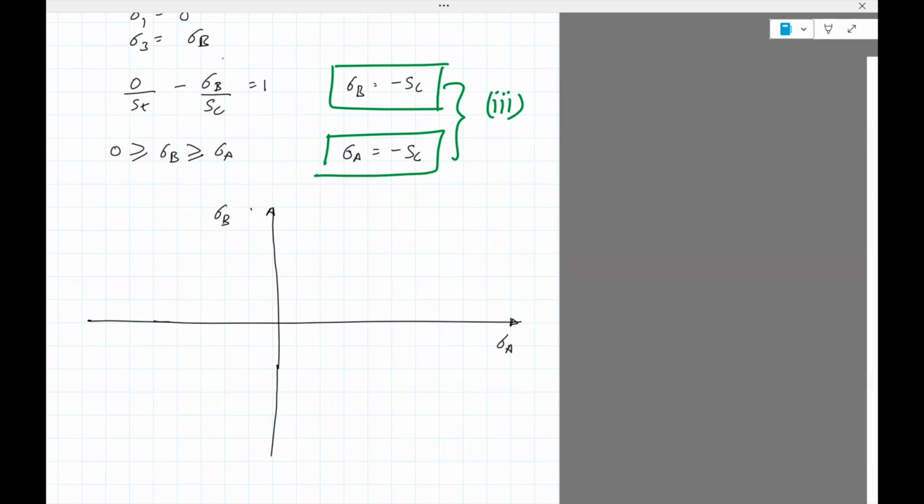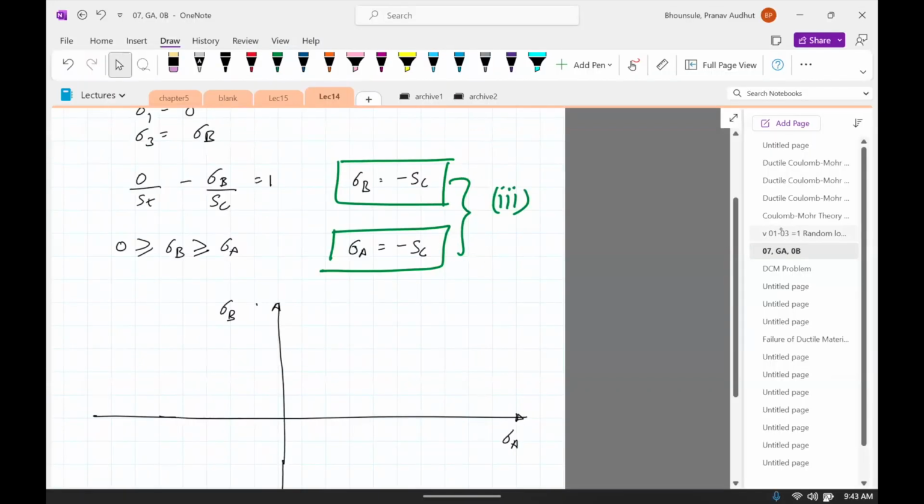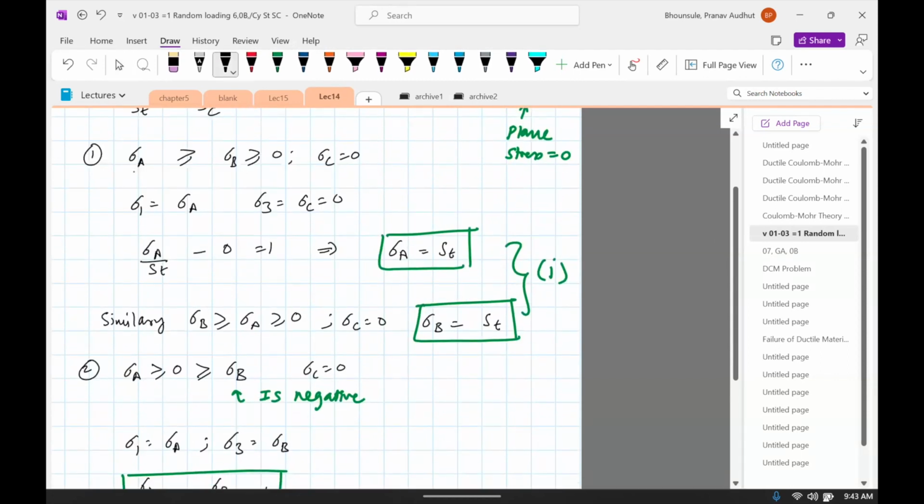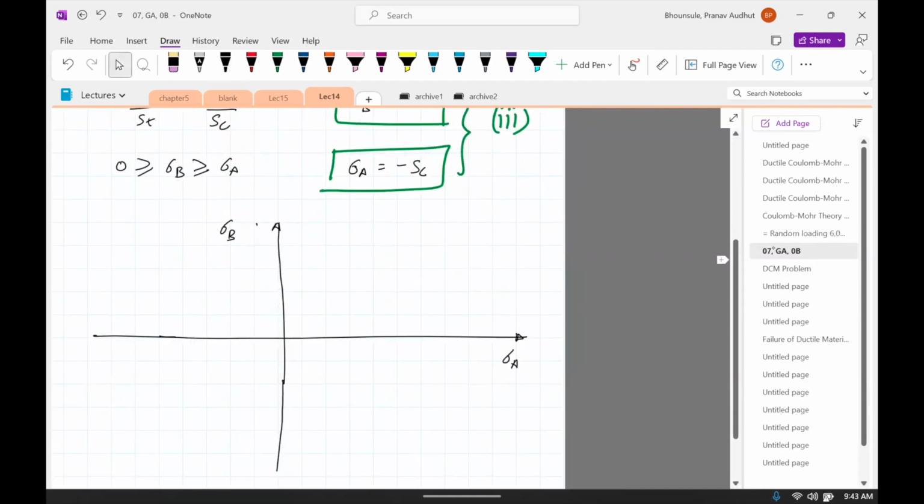Okay, how do we do that? Well, let's go with equation 1 first. Equation 1 is saying when sigma A and sigma B are both greater than 0, we could either have sigma A equal to ST or sigma B equals ST. So that would look something like this. So ST, ST. Remember, it's all in this positive quadrant. So we have sigma A equals ST or sigma B equals ST. This would be equation 1.